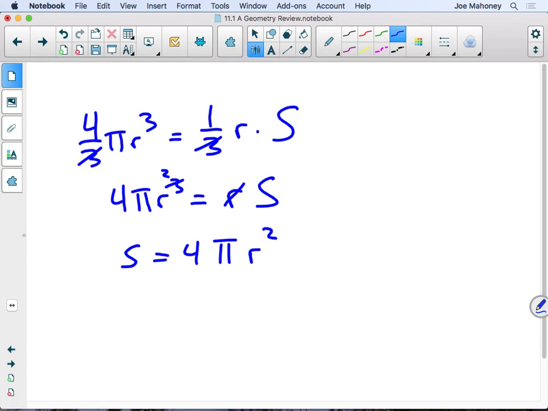It means that the surface area of a sphere is 4 times the area of the circle that you can make by cutting the sphere in half. Pretty neat stuff.